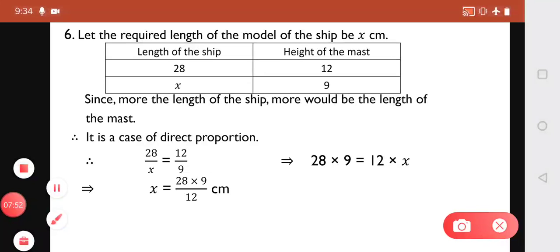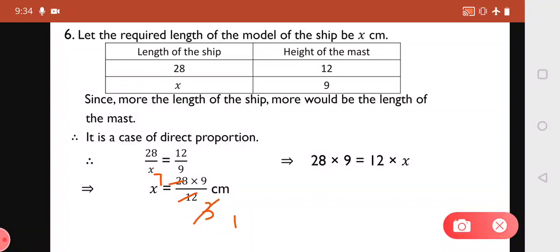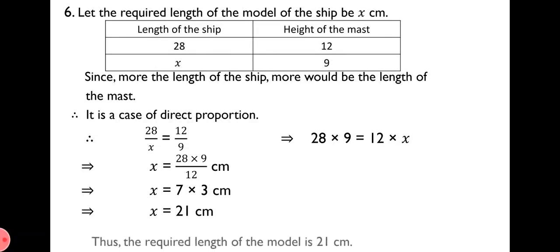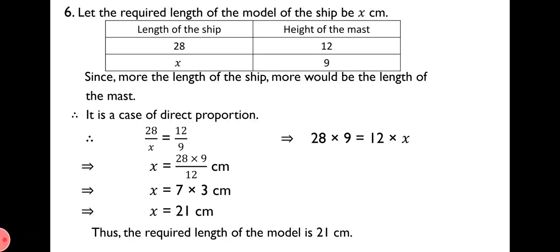Now further doing the reduction, cancellation as we can do, we know that 4 3s are 12 and 4 7s are 28. Again 3 1s are 3 and 3 3s are 9. So x equal to 7 multiplied by 3 centimeter, that is equal to 21 centimeter. So here we get the length of the model ship. Thus the length of the model ship is 21 centimeter. Next, question number 7.